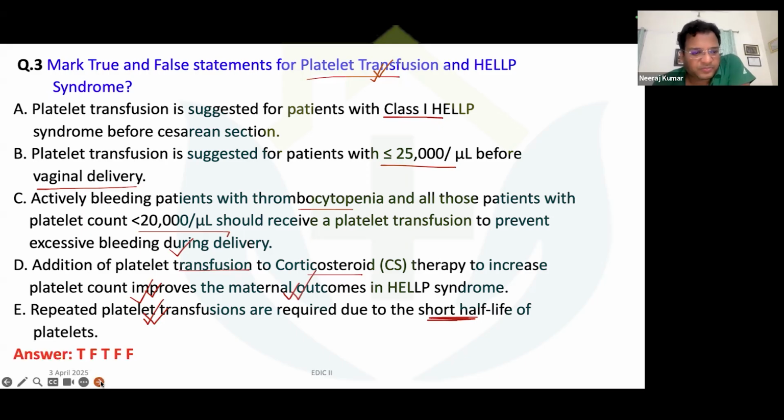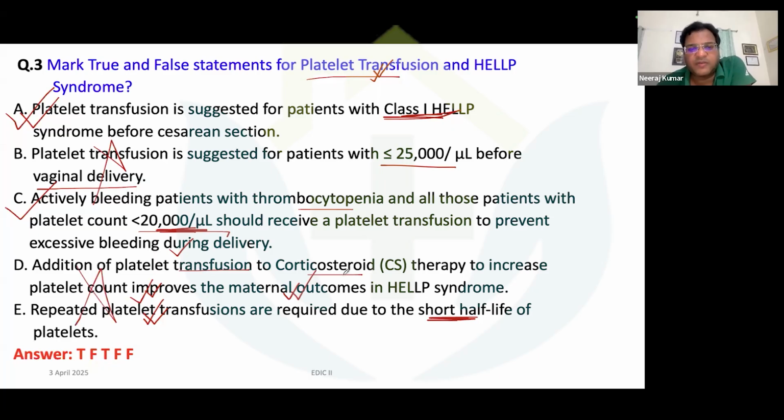Okay, no issue. So definitely the first option is true. Platelet transfusion for class 1 HELLP syndrome is required because class 1 HELLP syndrome is in the Mississippi classification, and class 1 HELLP suggests a significant drop in platelet count. And the second option, no, this is not required. The platelet transfusion is suggested for a patient with count less than 25, so this is not the correct option. The third option is true: if a patient is actively bleeding with thrombocytopenia, they should urgently receive platelet transfusion if you are attempting a vaginal delivery.